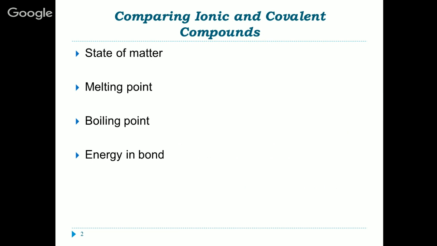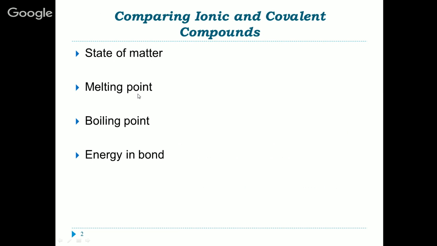Generally speaking, when we look at state of matter, which is solids, liquids, or gases, ionic compounds are almost always solid at room temperature. On the other hand, covalent compounds tend to be gases or liquids, although there are quite a few that are solids.